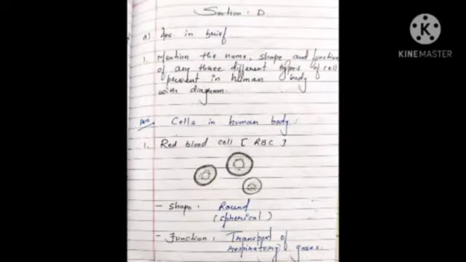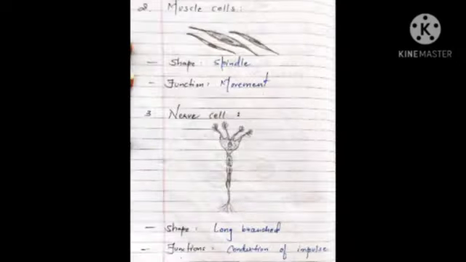Now moving towards chapter number 8, mention the name, shape and function of any 3 different types of cell present in the human body with diagram. And the answer is, first is red blood cells, and here is the first diagram. The shape is round or spherical and the function is transport of respiratory gases. Second one is muscle cells, and here is the diagram. Shape is spindle and the function is movement. Third one is nerve cell. The shape is long and branched and the function is conduction of impulse.